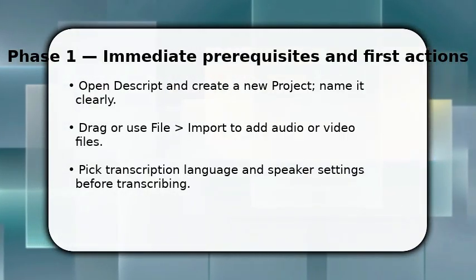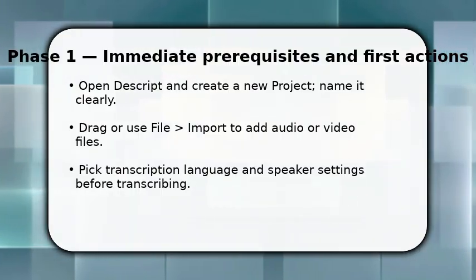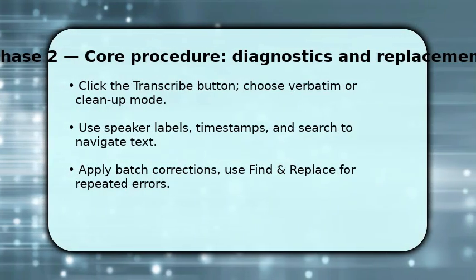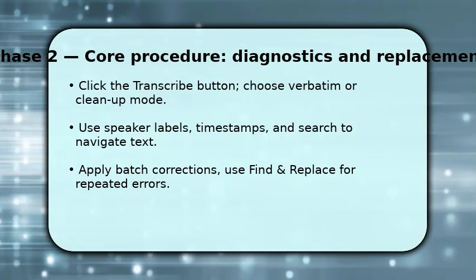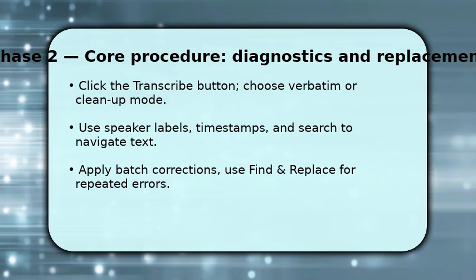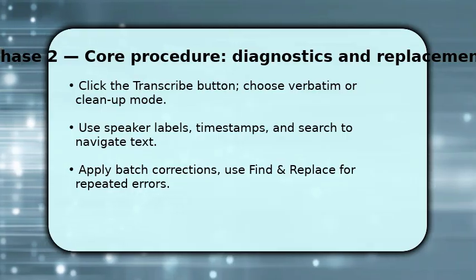Make sure to confirm sample rate and mono/stereo. Descript reads those, so transcription quality matches your recording. Once you click Transcribe, pick verbatim or clean transcript style. This determines punctuation and filler treatment. While Descript processes, add speaker labels so edits map correctly to audio.